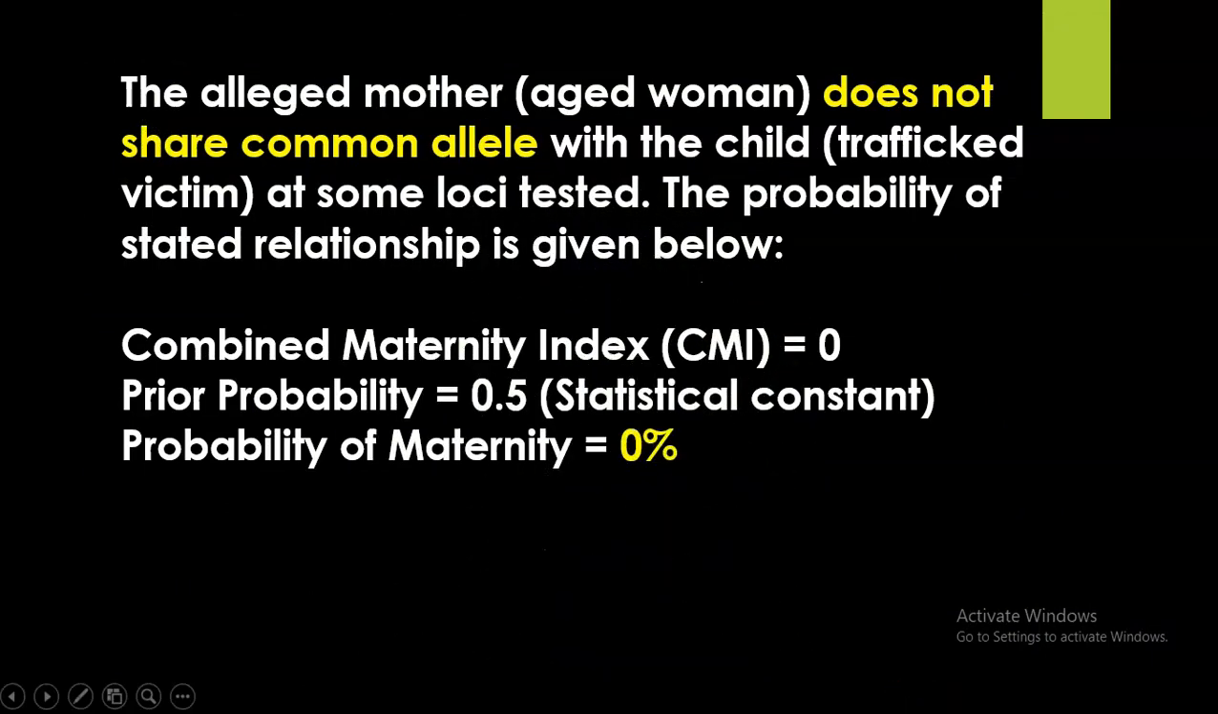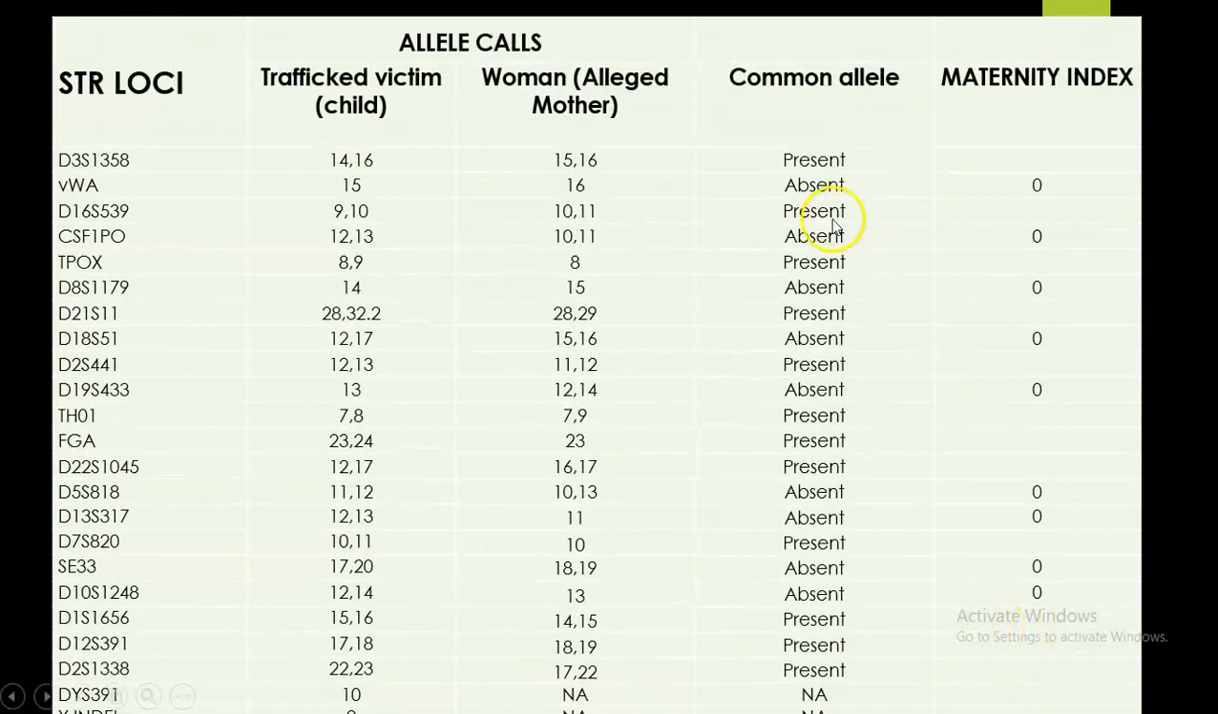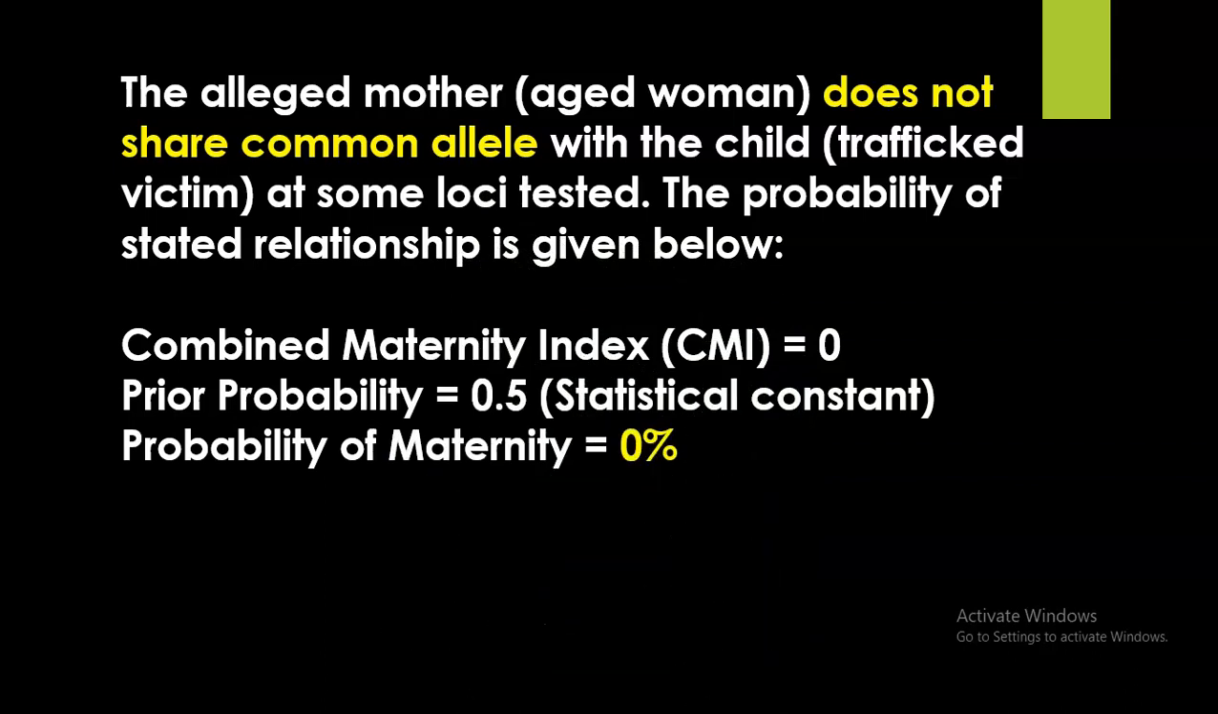So the alleged mother, that's the aged woman, does not share a common allele with the child, the traffic victim, at some loci tested. If you go back to the table, they don't share a common allele at 1, 2, 3, 4, 5, 6, 7, 8, 9, at 9 of the loci that the scientists tested. So the combined maternity index was 0, probability of maternity 0%.